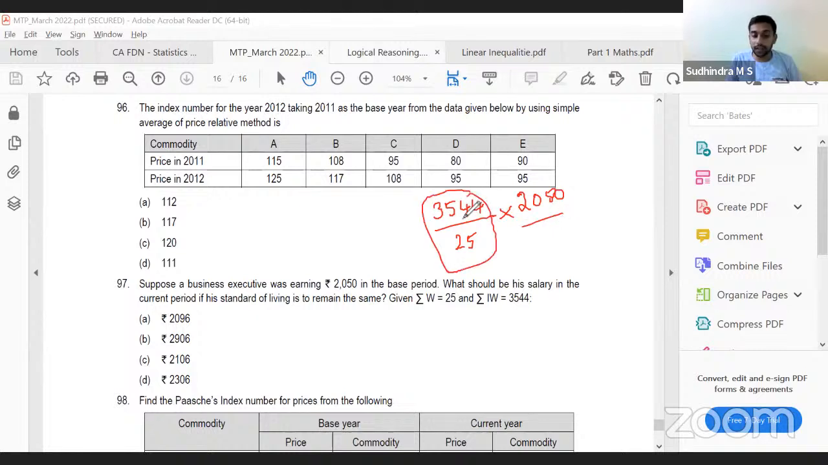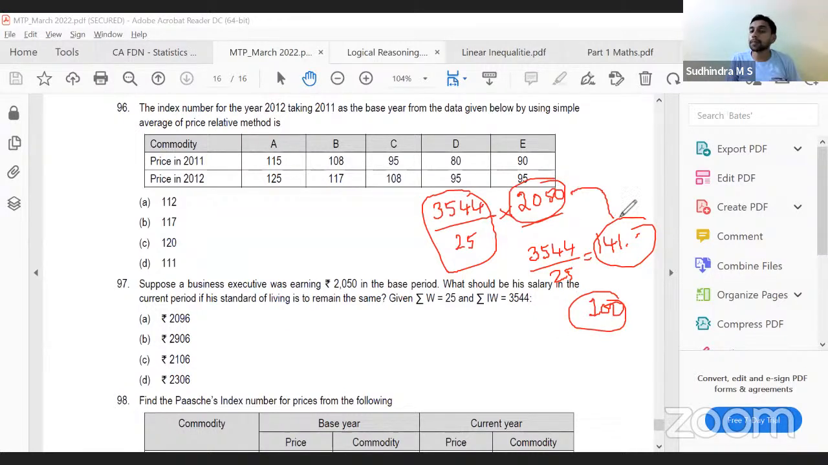What is the index number that we get? 3544 divided by 25, 141.76. 141 point something. So this is the current year index number. Base year index number is 100. So if base year price was 2050, what would be the current year price? 2050 into 141 divided by 100, which is 2906.